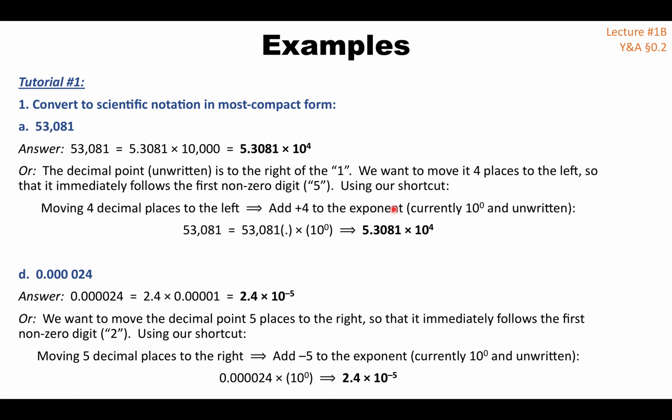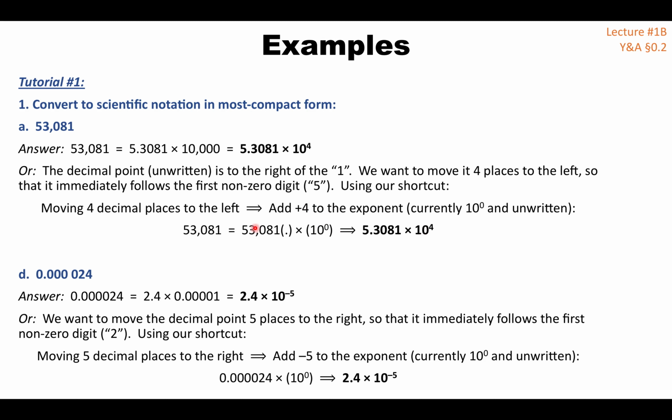And our shortcut reminds us that that means we need to add 4 to the exponent. Well, what's the current exponent? There's sort of an unwritten times 10 to the 0 out here, right? 10 to the 0 is just 1, so there's an understood times 1 out here to the right. So we have 10 to the 0, we add 4 to it, and we wind up with 10 to the 4.